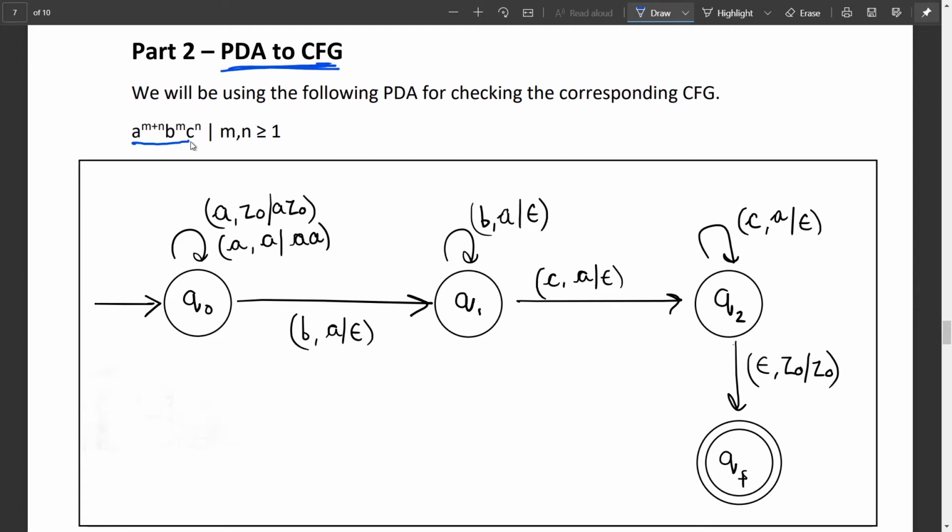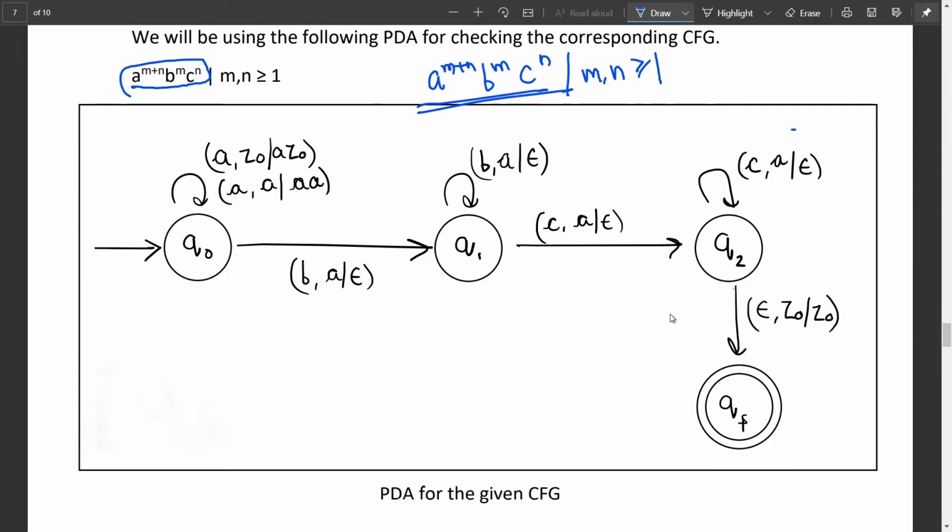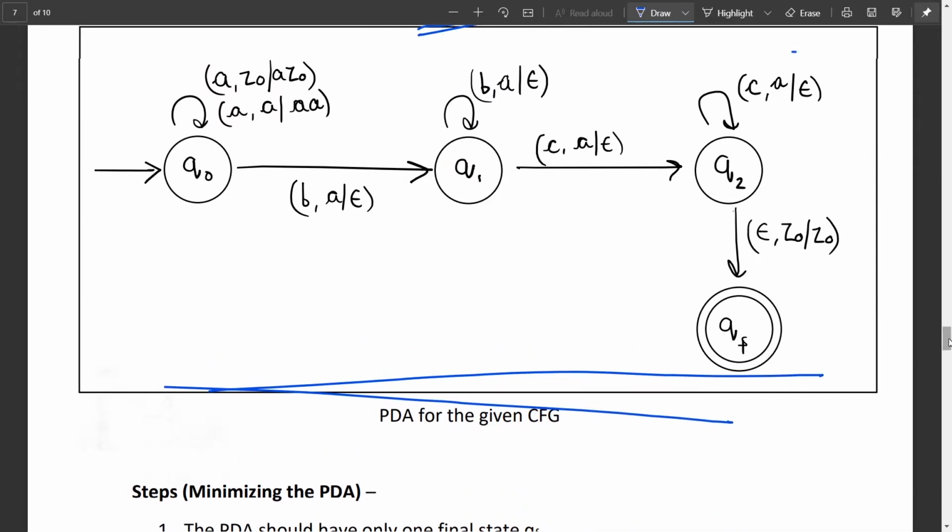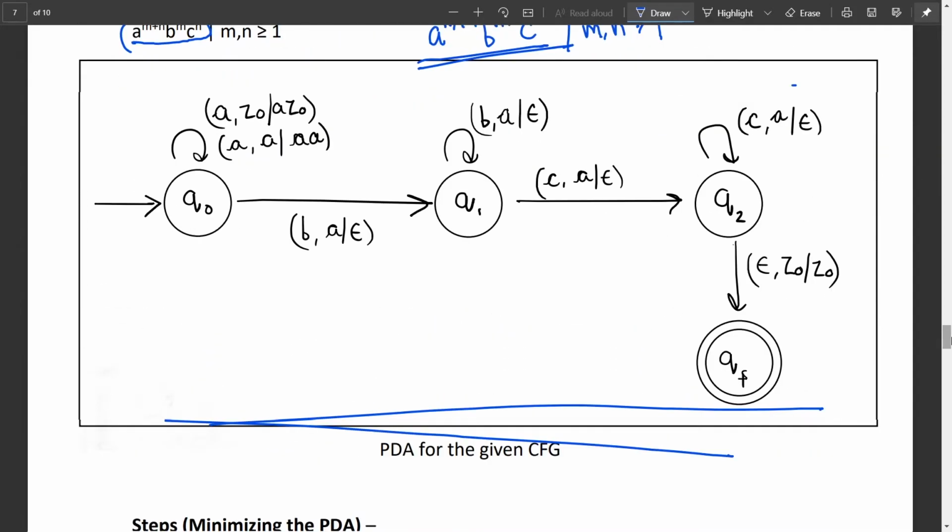So for this we'll use the language a raised to power m plus n, b raised to power m, c raised to power n, where m comma n is greater than or equal to 1. So this is the corresponding PDA. I have already drawn this. This is the corresponding PDA for the CFG that's given above.